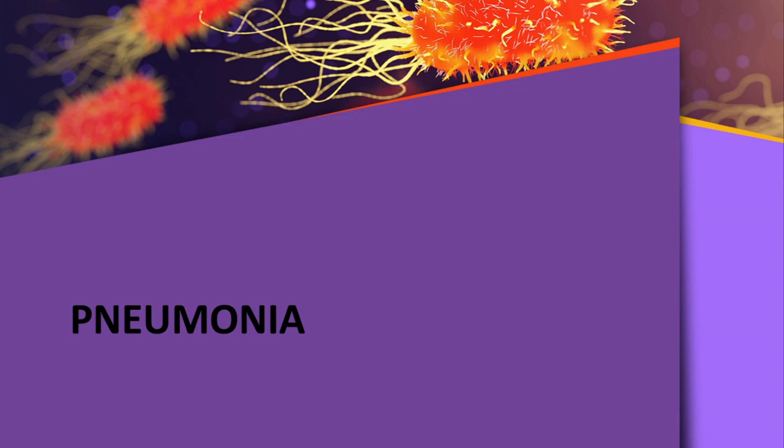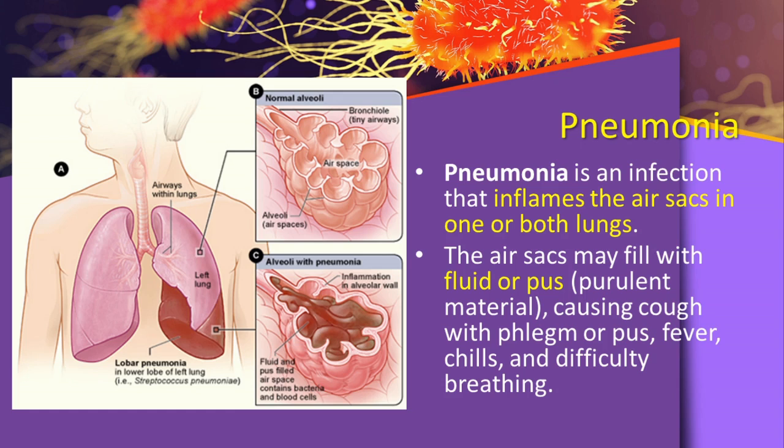Next, let us see about pneumonia. Pneumonia is an infection that causes inflammation of the air sacs or alveoli in the lungs. When a person is developing pneumonia, the air sacs or the alveoli in the lungs will get filled with fluid or pus, and it can cause cough with phlegm or pus. Then it can also result in developing fever, chills, and difficulty in breathing.